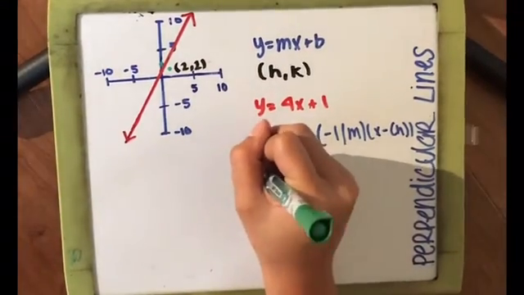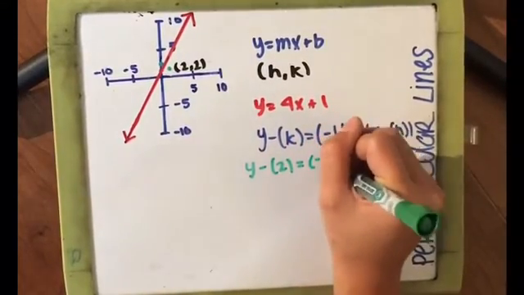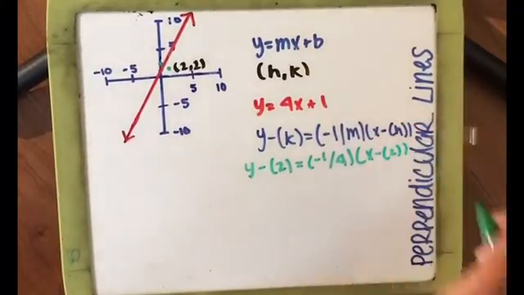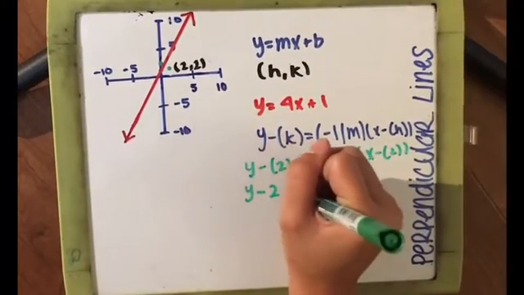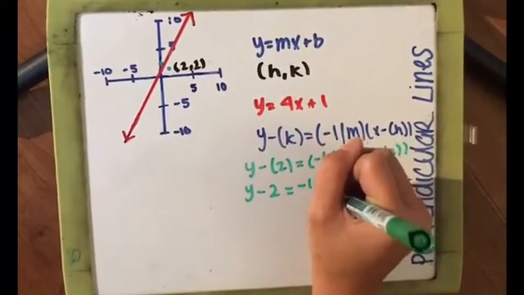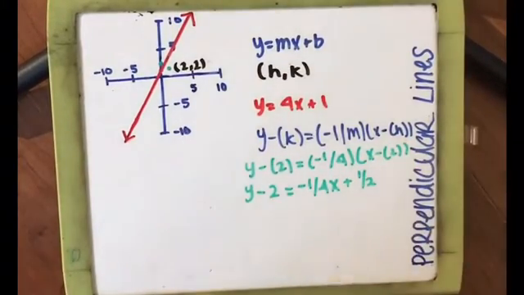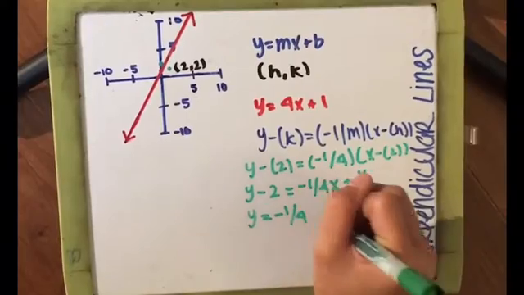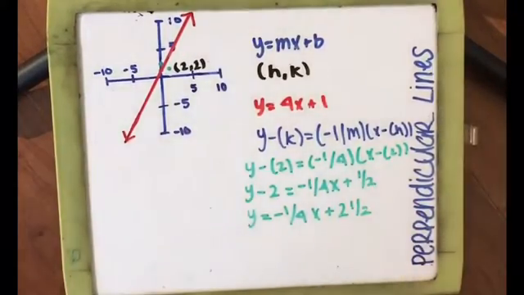So we would get y minus 2 equals -1 over 4 times x minus 2. If we simplify this, we would get y minus 2 equals -1/4 x plus 1/2. If we add 2 on both sides, we would get y equals -1/4 x plus 2.5. And that is your equation.